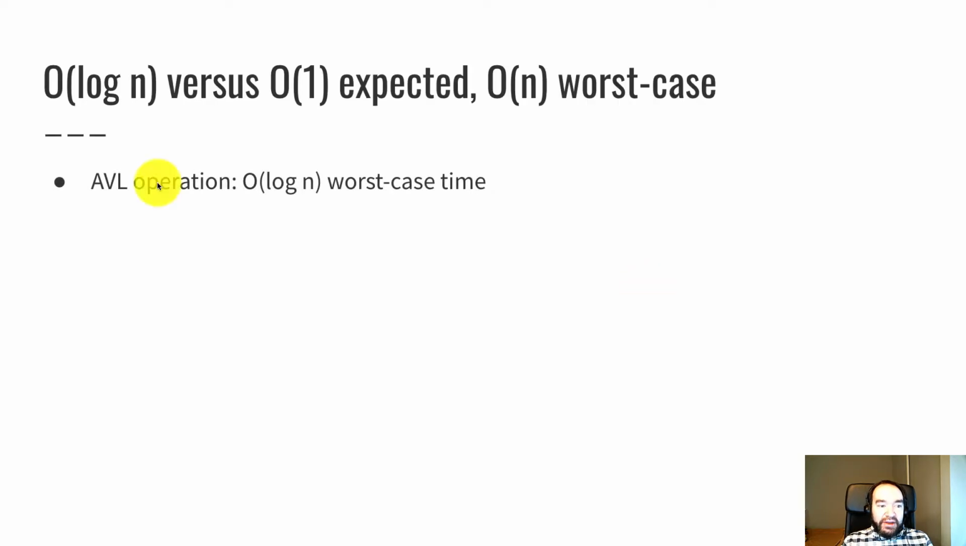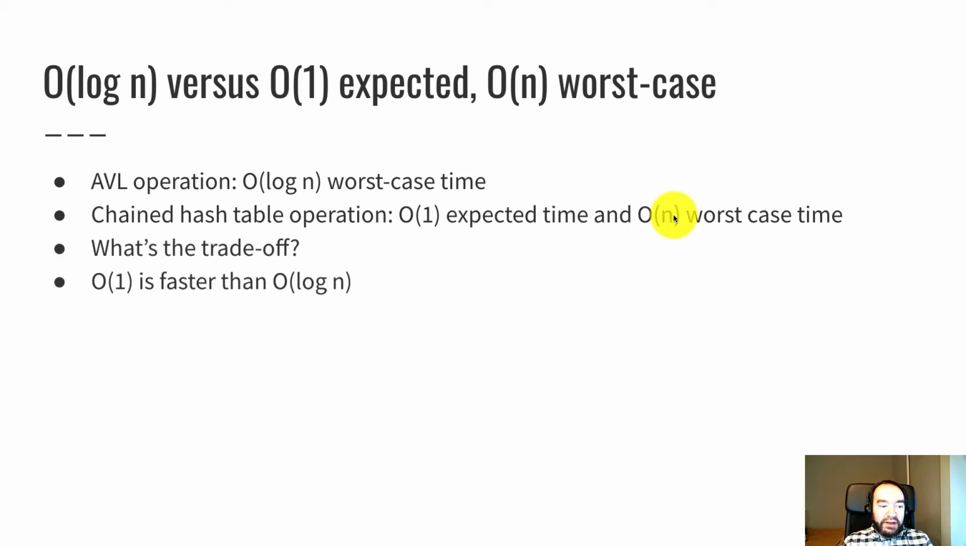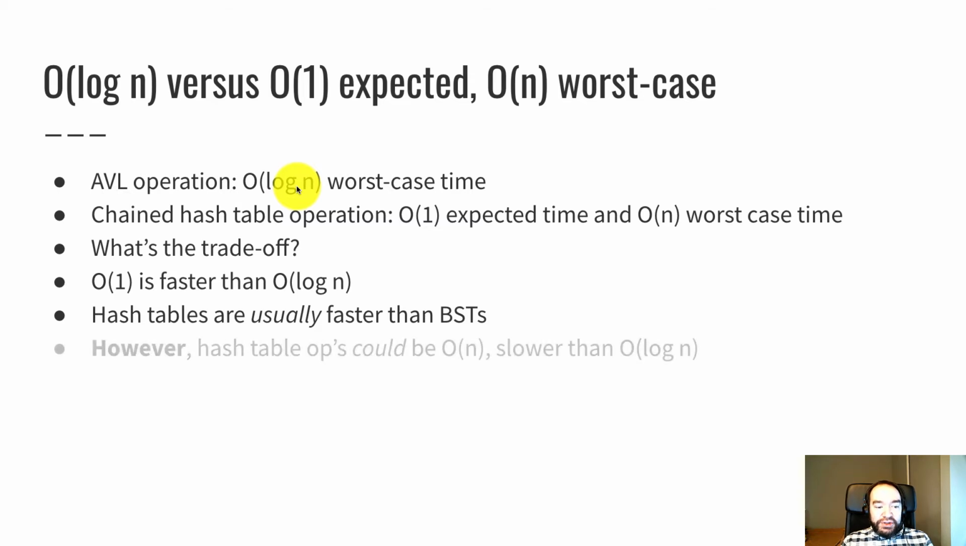Again, every AVL operation is logarithmic worst case time, and these chained hash table operations are randomized, so there's a random aspect to this. It's constant expected time, but linear worst case time. So what exactly is the trade-off? Well, constant is faster than log n, and log n is faster than linear. So hash tables are usually faster than binary search trees. Most of the time a hash table is quite a bit faster than an AVL tree. The hash table handily outperforms the binary tree usually.